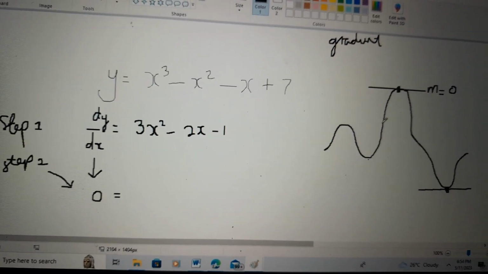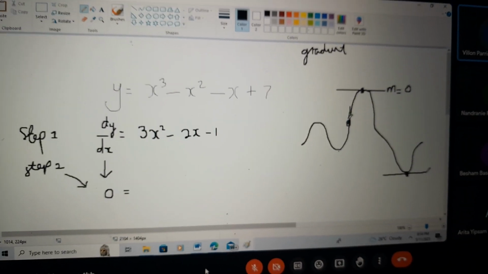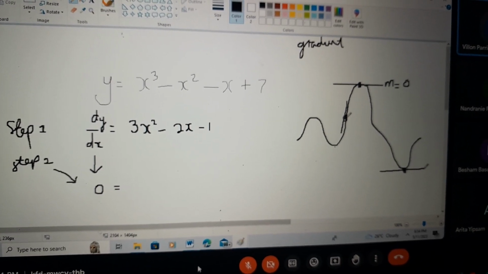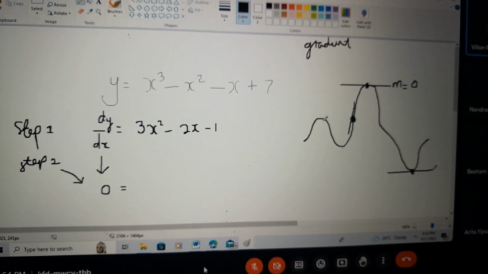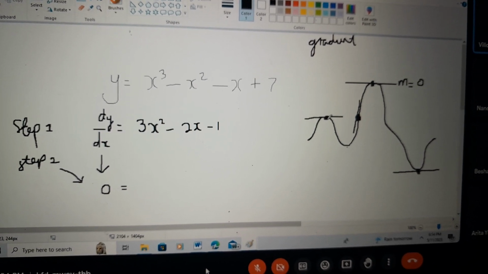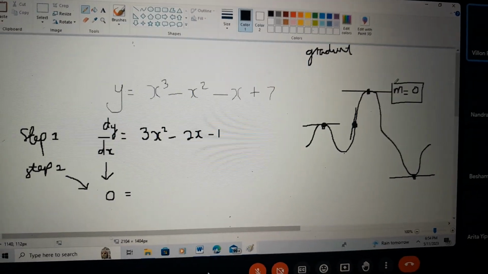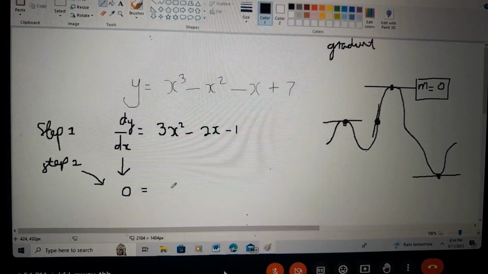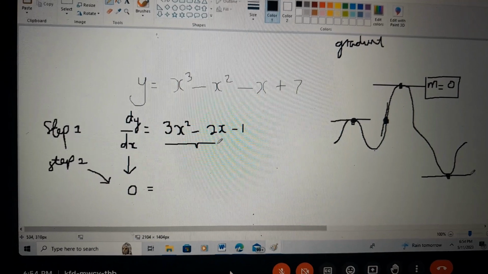Look at this point here. I'm just taking a random point. You can clearly see that the tangent will not be a horizontal line. So at this point here, the gradient of the tangent will not be 0. Only at the turning points, you will have a horizontal tangent which will give you a gradient that is 0, right? So whenever you're finding the turning point, you need to ensure that you equate the first derivative to 0.